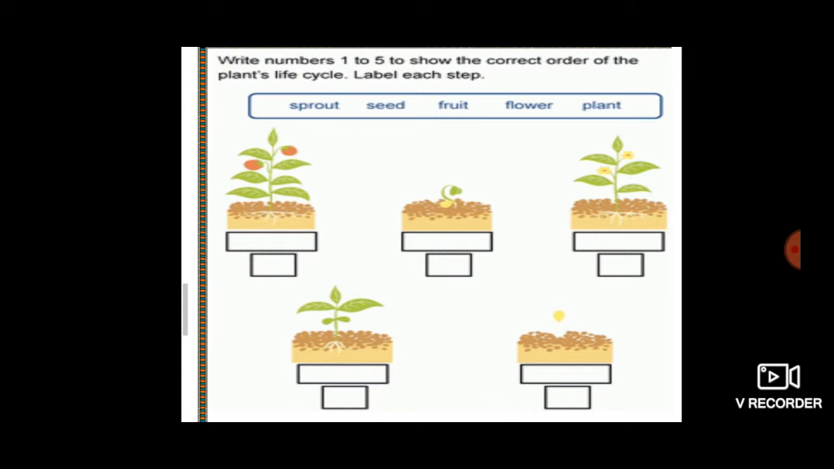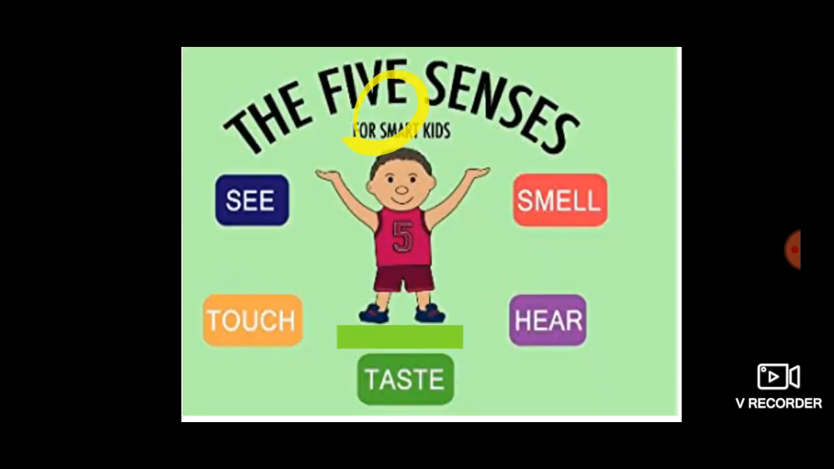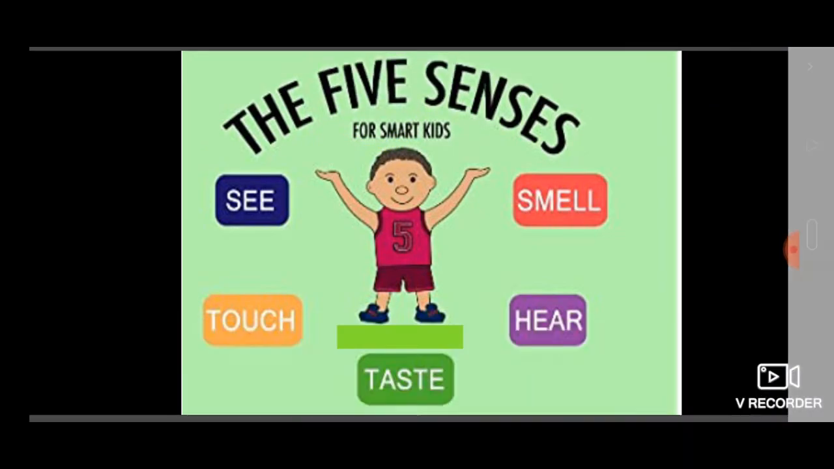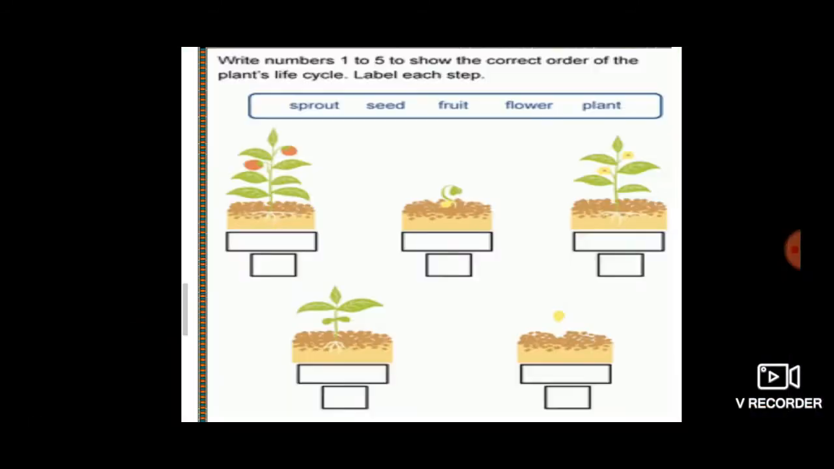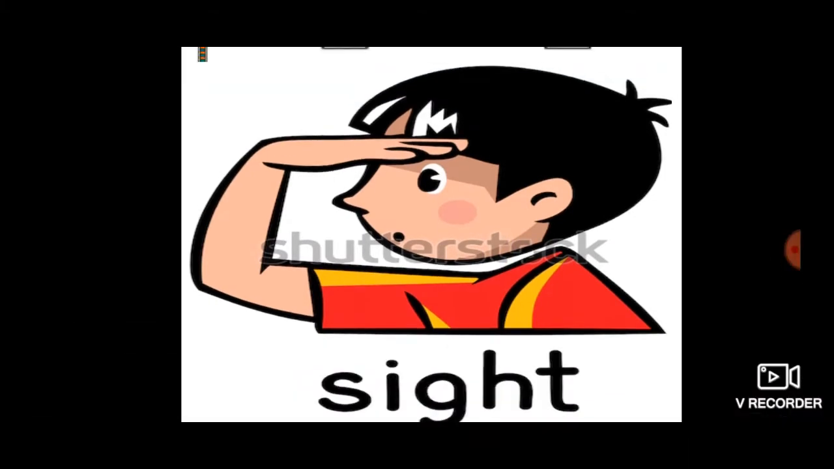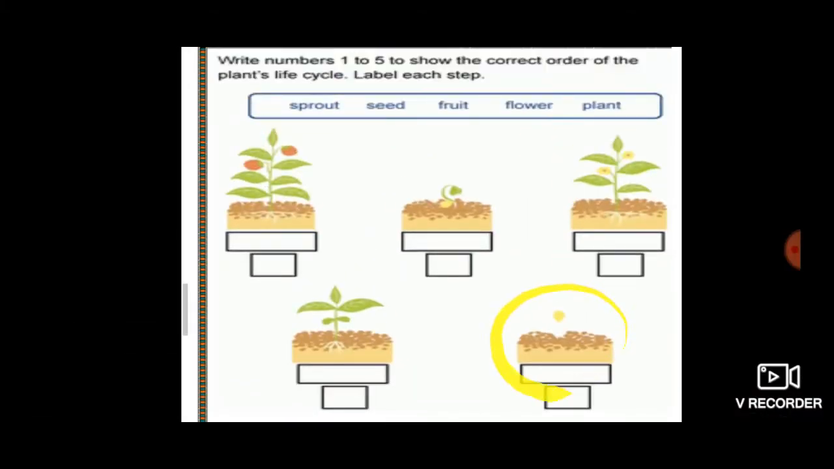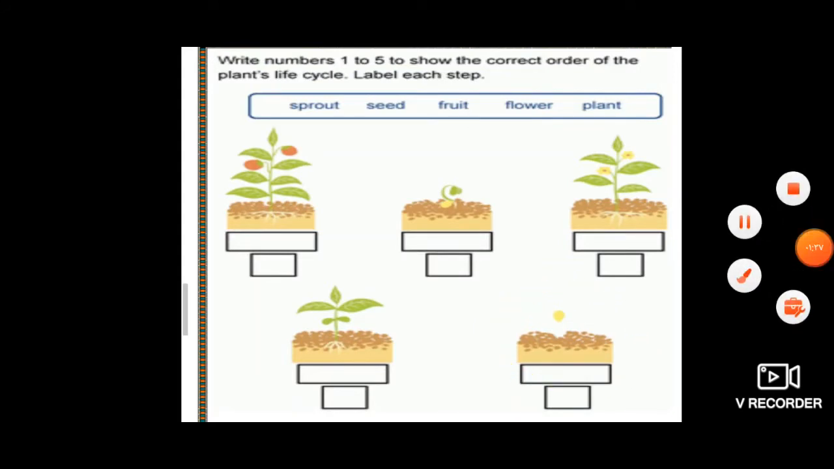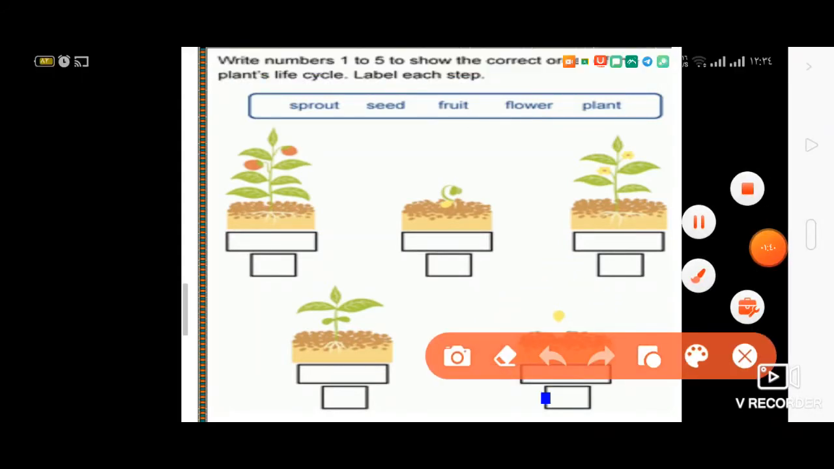Let's start. Sprout, seed, fruit, flower, and plant. I need you to tell me which one is the first step. Yeah, it was a seed. So where's the picture of the seed here? That one, it's the picture of the seed. So I need to write here 1.